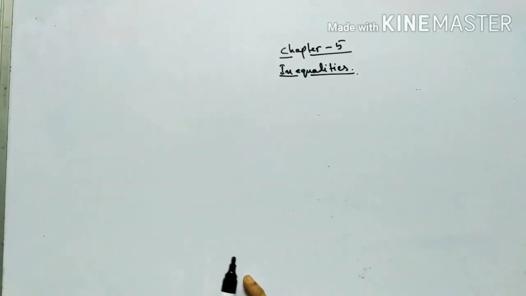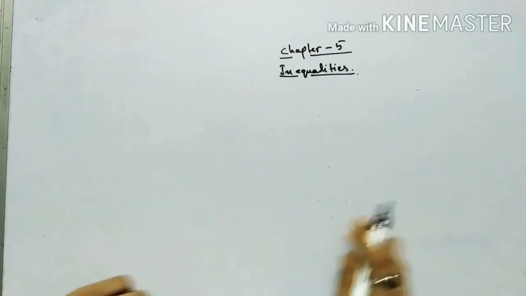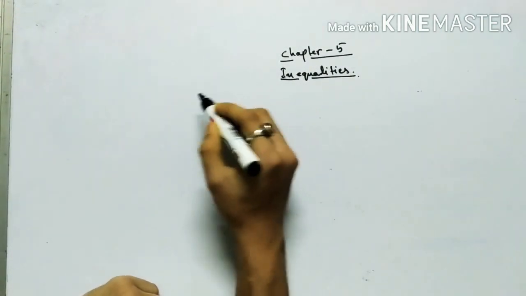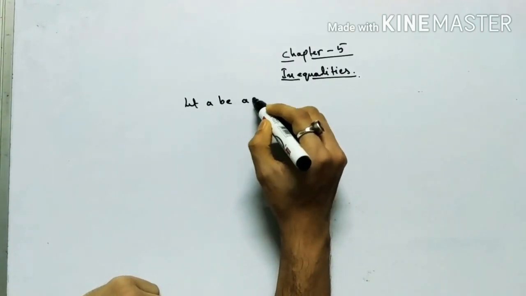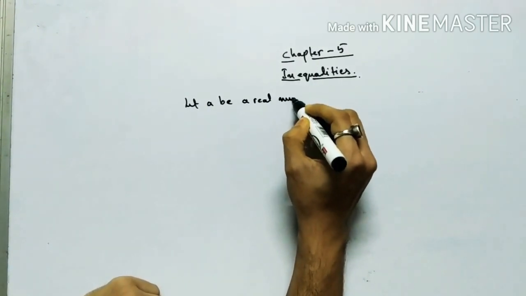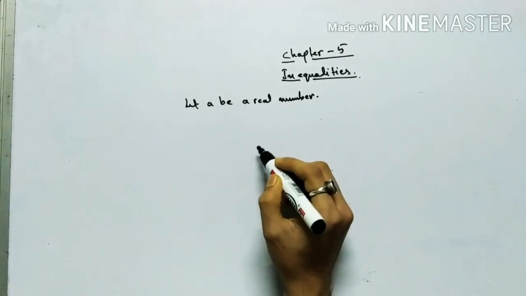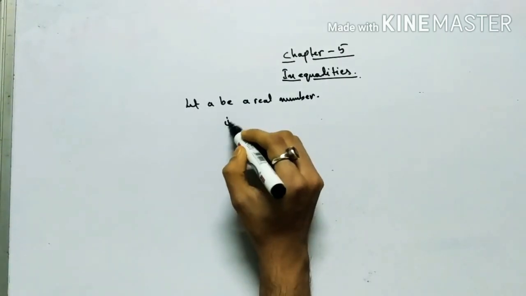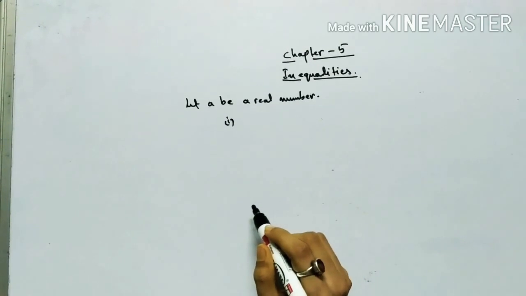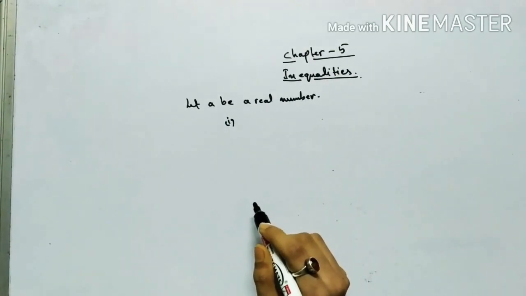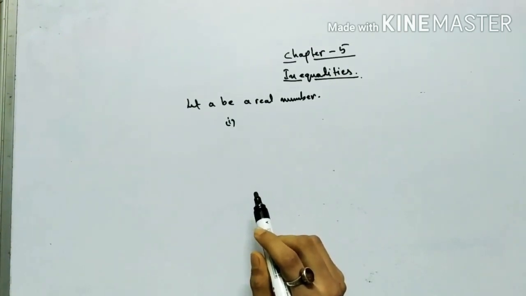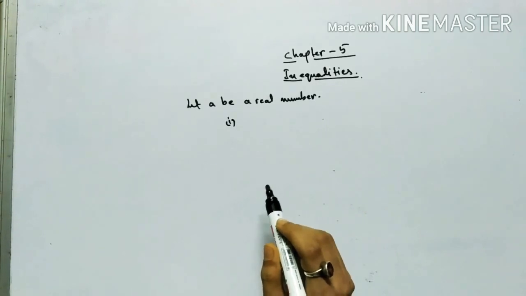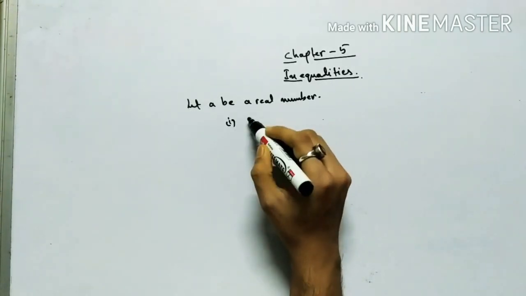So in here it is saying, let A be a real number. Then only one of the following statements will be true. Okay, only one of the following statements will be true.